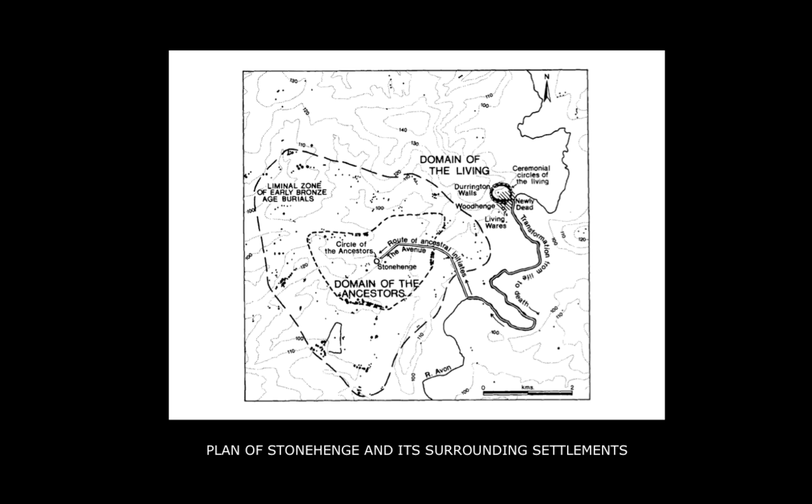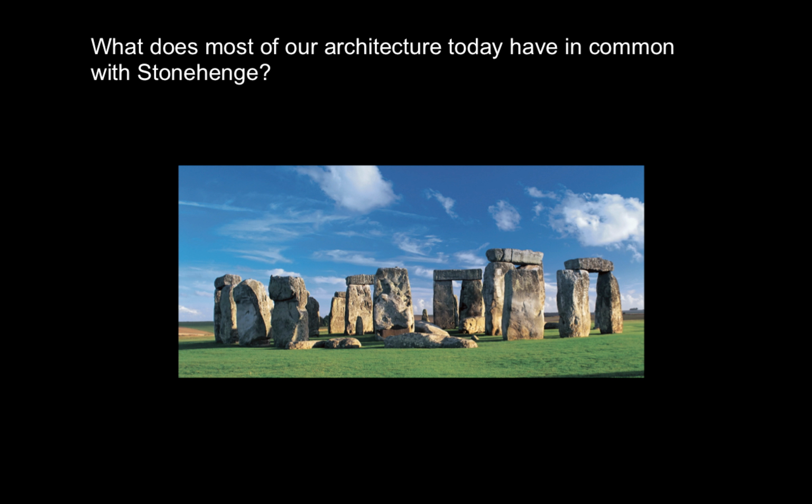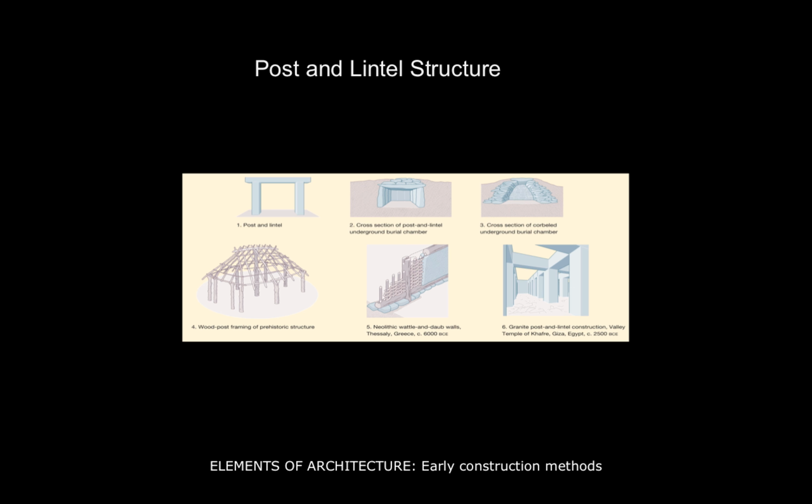So now let's connect this, and this is always a great question I encourage people to consider: how is everything we see in this course relevant to us now? What does most of our architecture today have in common with Stonehenge? If we look at this, number 1 shows you post and lintel architecture. A post is an upright structure that can serve as some type of wall, and a lintel is placed above the posts and can basically serve as some type of roof.